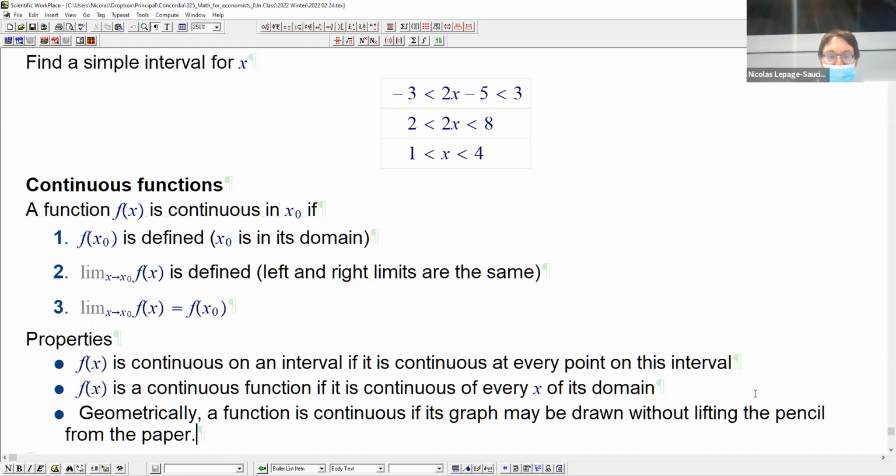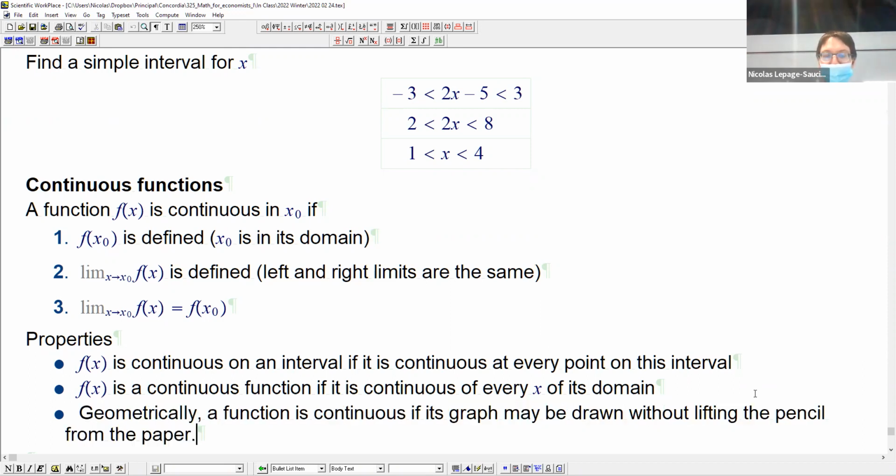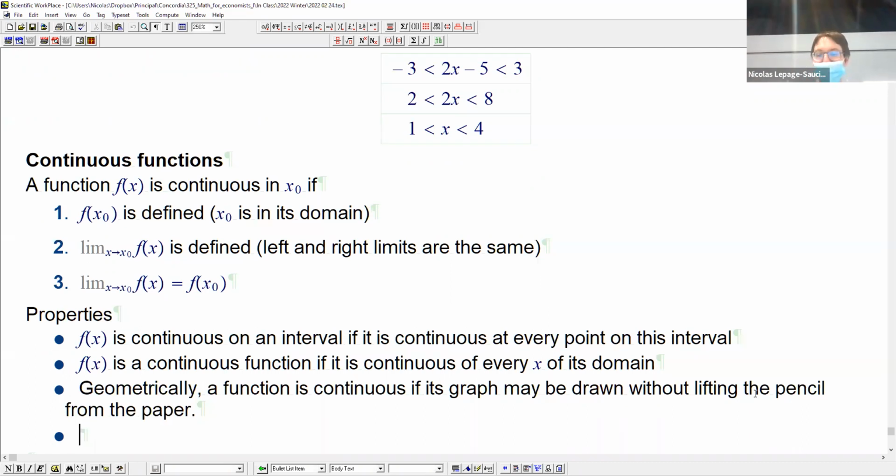We have this definition because functions and continuity were discovered or invented when paper and pencil existed. Otherwise, we might say the chisel doesn't have to be lifted from the clay tablet, for instance. But here is what it is. If you can draw it without lifting your pencil, it's continuous.